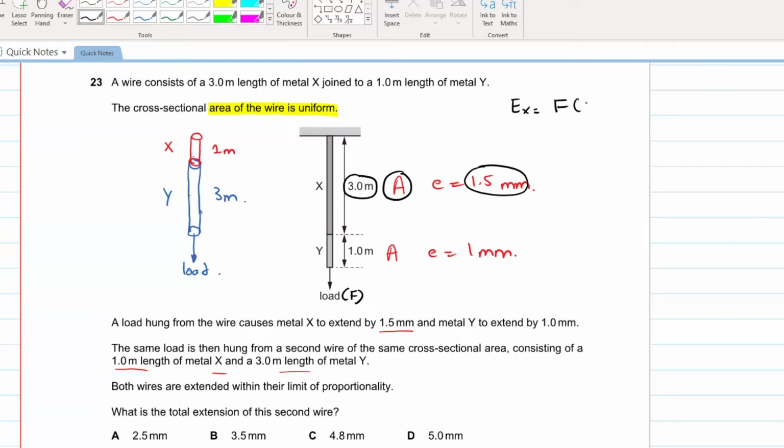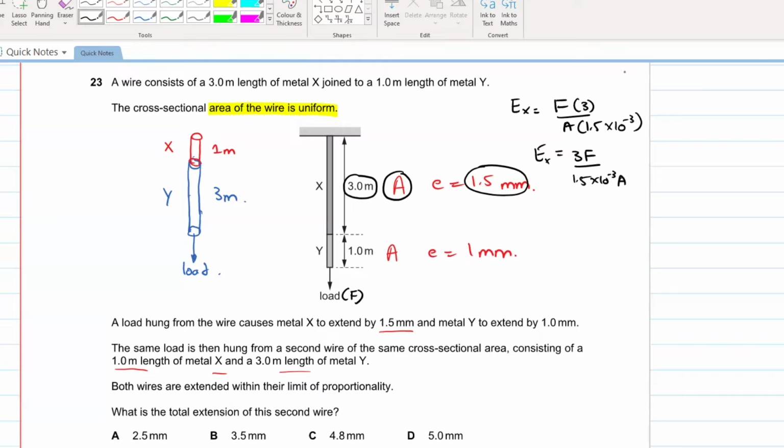FL, that is 3, over A into extension, that is 1.5. So you can write it like this, 3F over 1.5A. And if you want to do one more thing, you can say that this is in millimeters. So let's write it like this, 1.5 into 10 raised to the power of minus 3. So 3F over 1.5 into 10 raised to the power of minus 3 A is your Young's modulus of X.